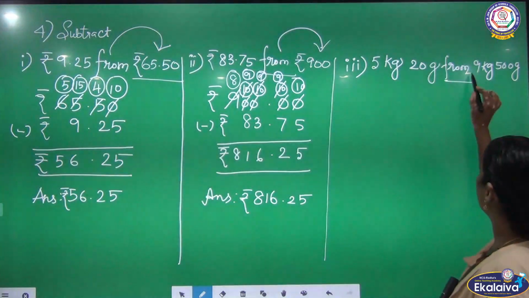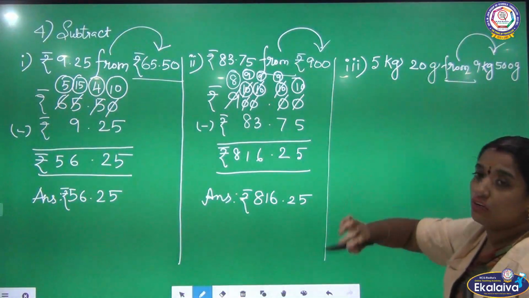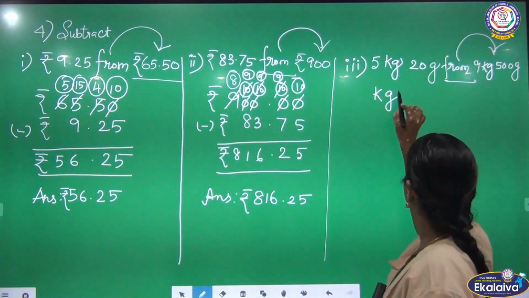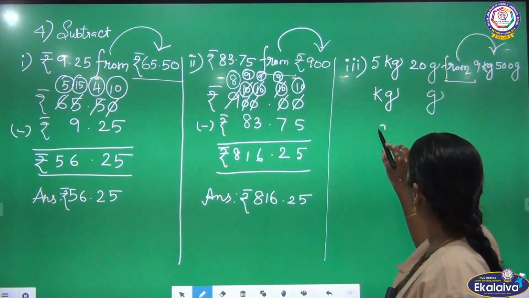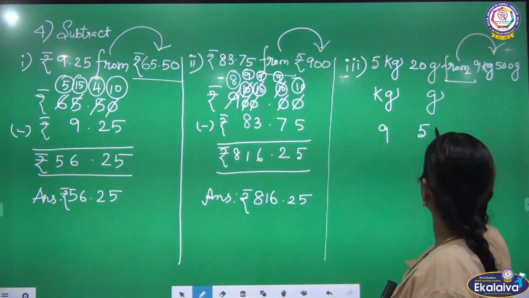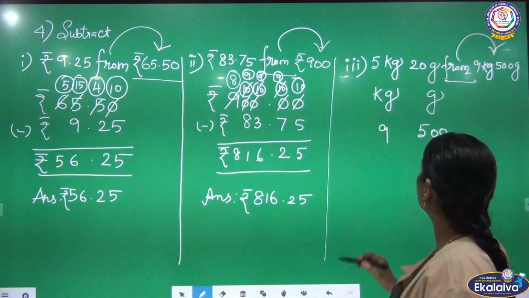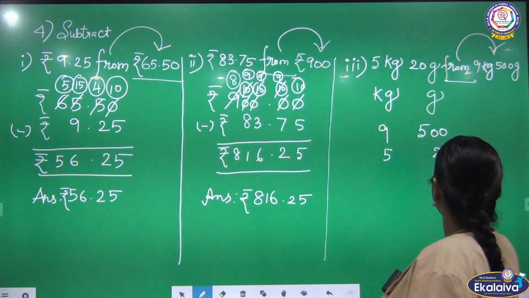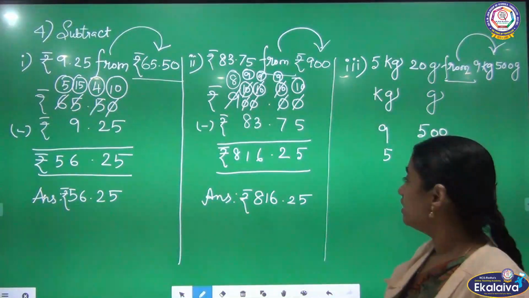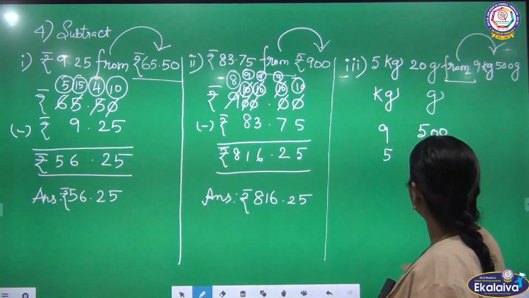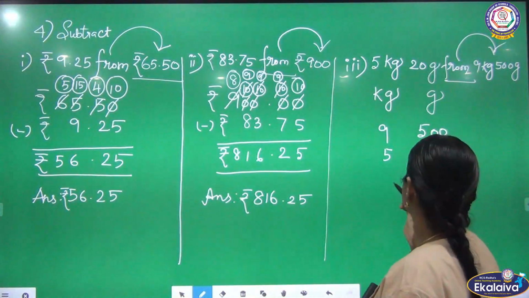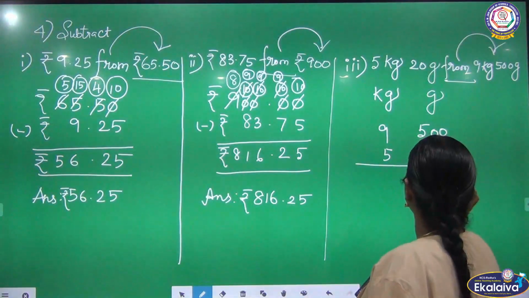Listen, from after what is there that I am going to arrange first. So kg, 9 kg 500 grams. Listen, 5 kg 20 grams. So arrange in the last. Okay. See, add a 0 here because we have to arrange it like a decimal. So for that, write like this.